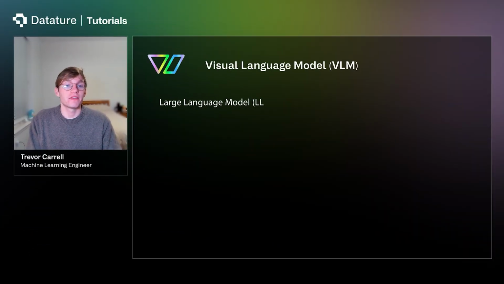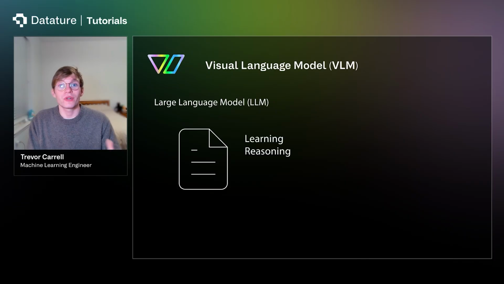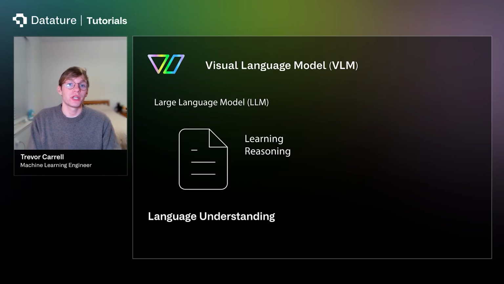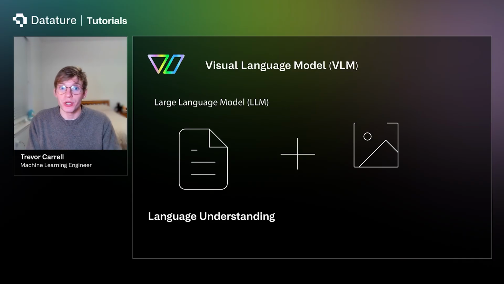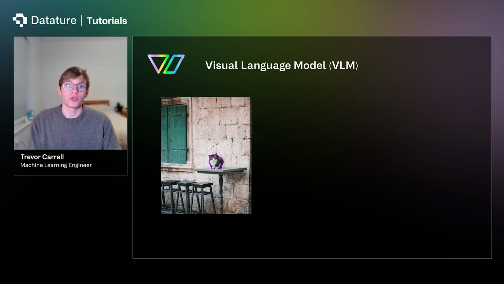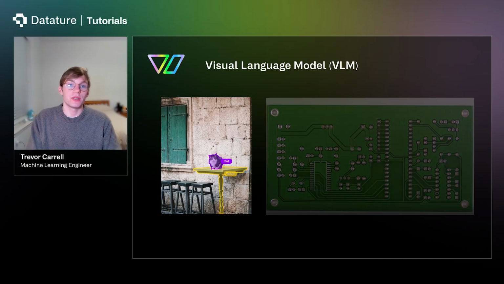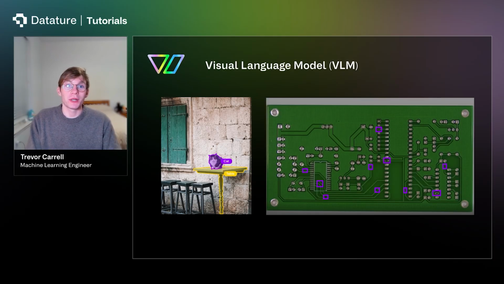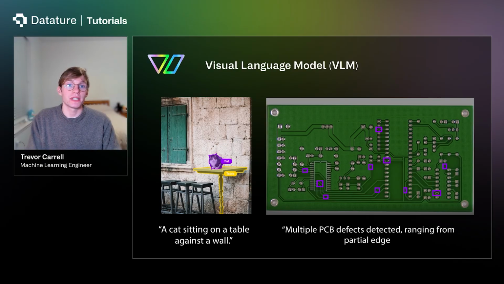Vision language models, or VLMs, build on the strengths of large language models by learning, reasoning, and generalizing through language. But what sets VLMs apart is their ability to understand not only human language, but visual information as well, including images and video. By incorporating visual inputs, VLMs can interpret and reason about the visual world. Whether the data includes images of animals, electronic components on silicon, or complex PDF documents, a VLM can learn to understand it and extract meaning from it.